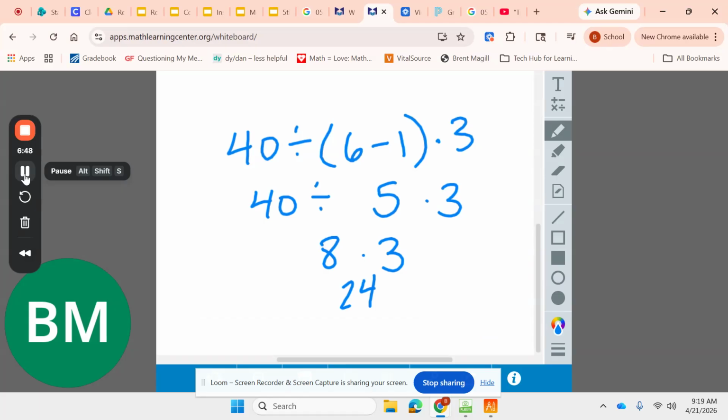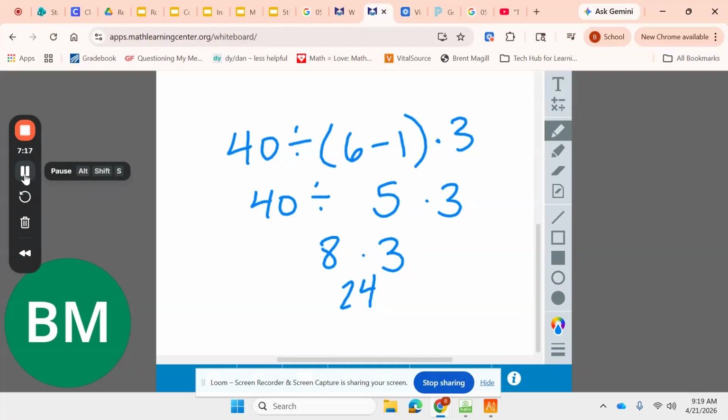Boom, there it is. All right, so you can see I saw that there was parentheses, so I did that first. 6 subtract 1 is 5. Then I have division and multiplication. So do you remember what to do there? Yeah, I work left to right. So 40 divided by 5 is first, and then I get 8. And then I multiply by 3, and I end with 24.